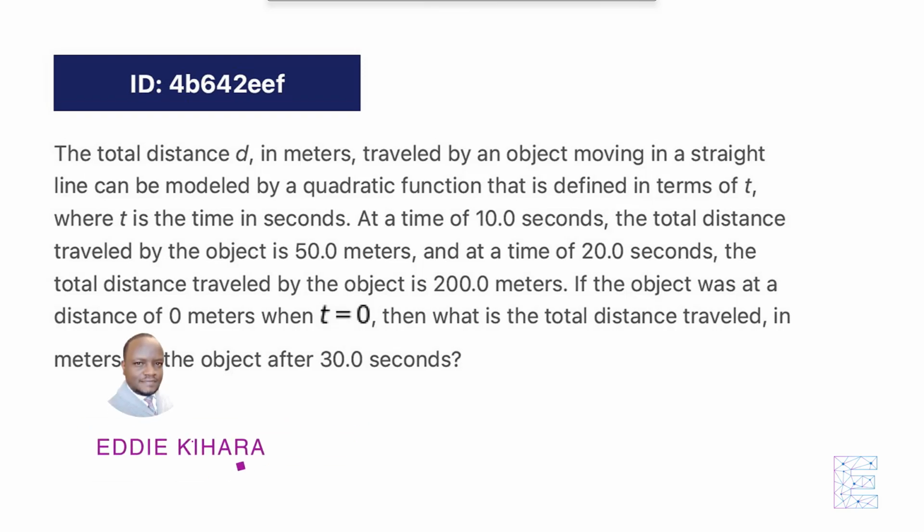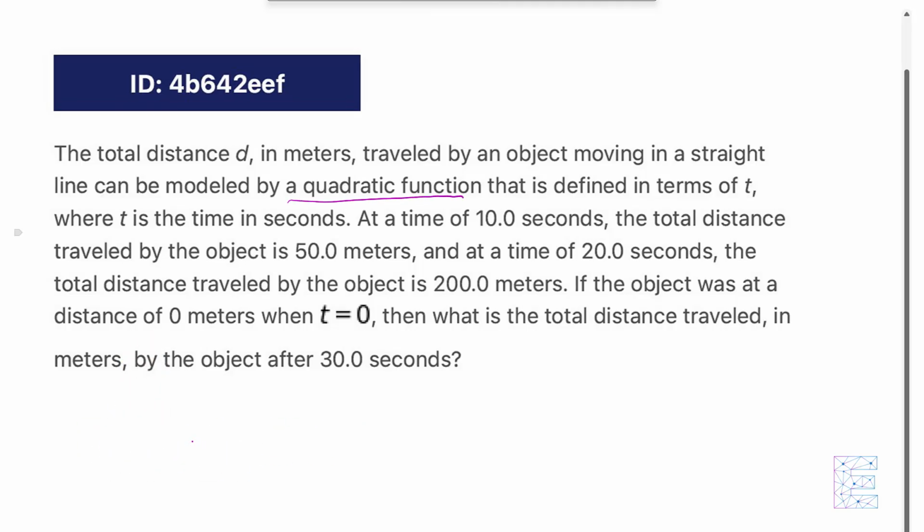The total distance d in meters traveled by an object moving in a straight line can be modeled by a quadratic equation that is defined in terms of t, where t is the time in seconds. At a time of 10 seconds, total distance traveled is 50 meters. At a time of 20 seconds, total distance traveled is 200 meters.